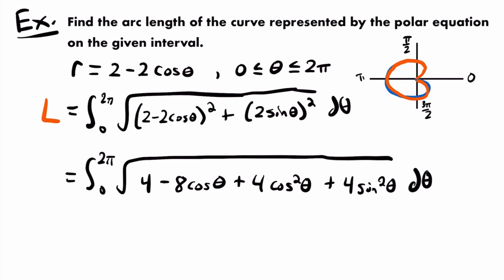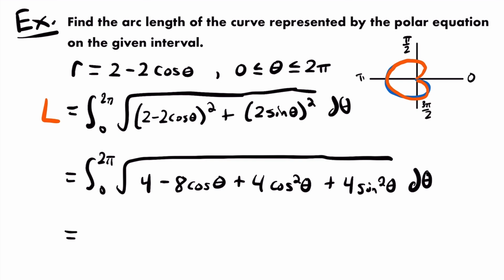Now the next thing that I notice here is that with these last two terms underneath this square root, we have 4 times cosine squared theta and 4 times sine squared theta. If we pull 4 out of both of those terms, we will have cosine squared theta plus sine squared theta. And from our Pythagorean identity for sine and cosine, we know that cosine squared theta plus sine squared theta is equal to 1. So if we pull that 4 out, that will help us simplify this integral further.